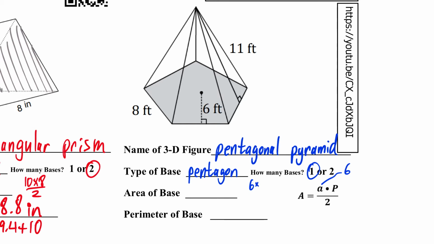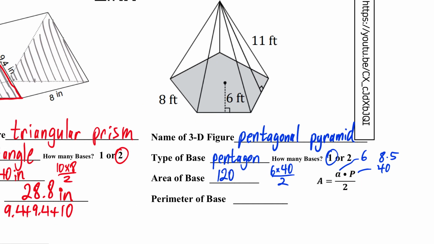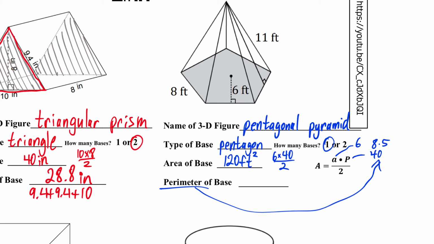Okay, the perimeter. How am I going to find the perimeter of this pentagon? Add up each side all together to get the perimeter, which is going to be 40. So 8 plus 8 plus 8 plus 8 plus 8. That's right, or just 8 times 5, which is 40. So we're going to go 6 times 40 divided by 2, apothem times perimeter divided by 2, and what is that? 120. And now for the perimeter... Actually, we already did the perimeter of the base right there. It's 40.